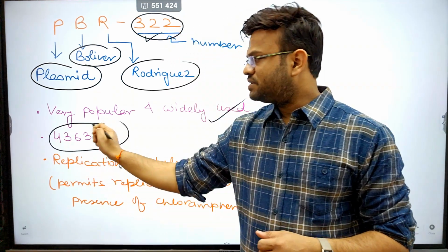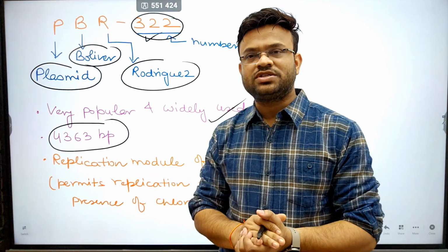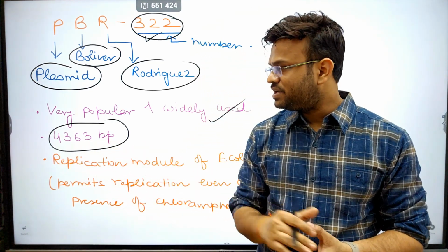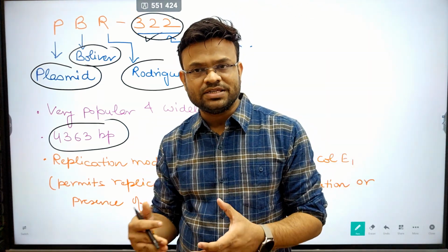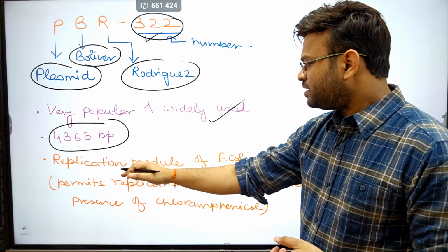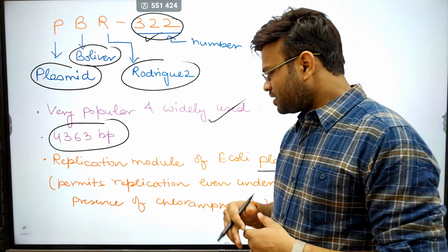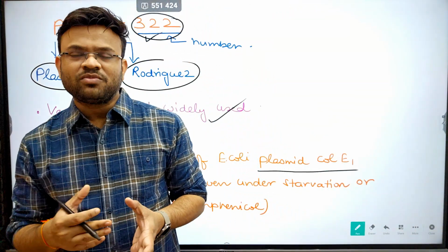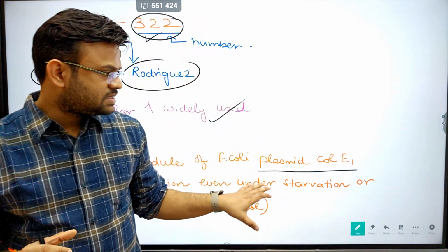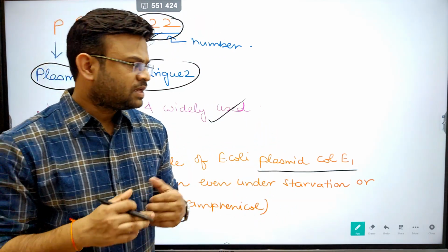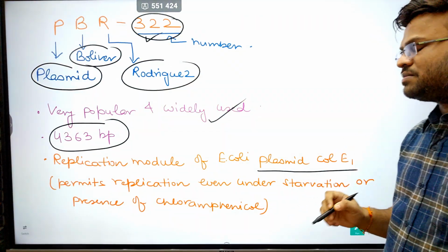See, generally these type of questions are also asked in the examination, that the size of this vector is 4363 base pairs, or you can call it 4.3 kb. Now, the replication module of E. coli plasmid called ColE1. What our replication module over here means is what kind of replication is being followed in this plasmid. Basically, the replication module of ColE1 is being followed over here.